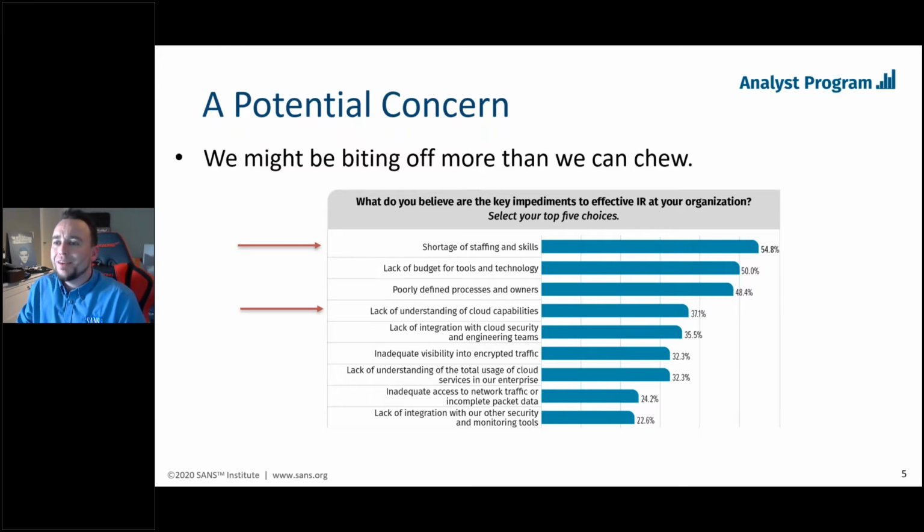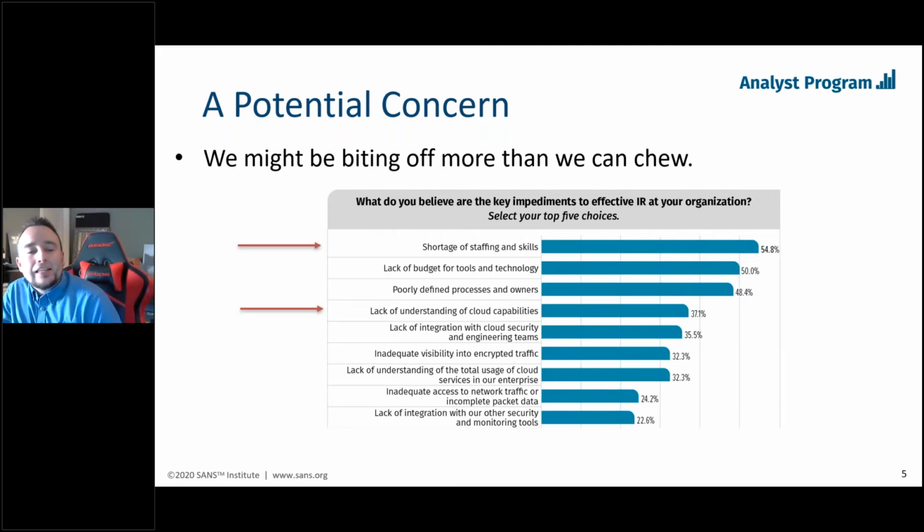So perhaps we need to think differently regarding our integration with cloud security and engineering teams. What if we were thinking in terms of a more integrated way of dealing with cybersecurity incidents, so that the IR team will be an extension of these teams that already have the knowledge on how to operate out there?